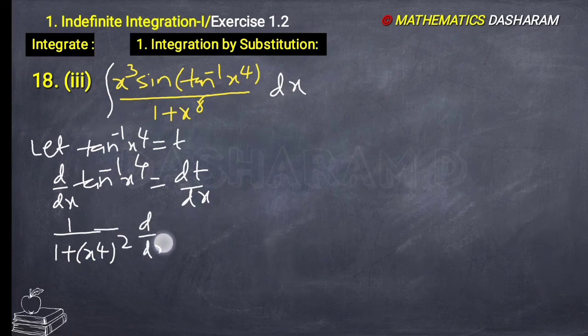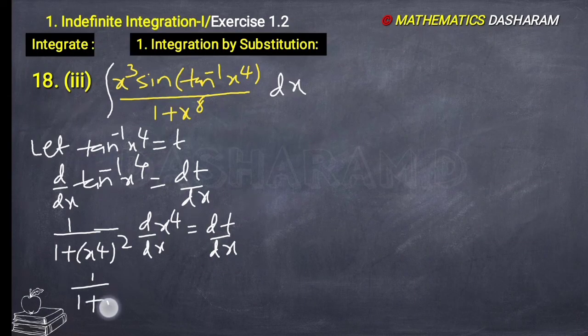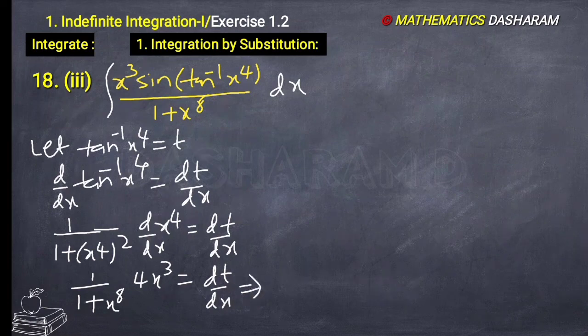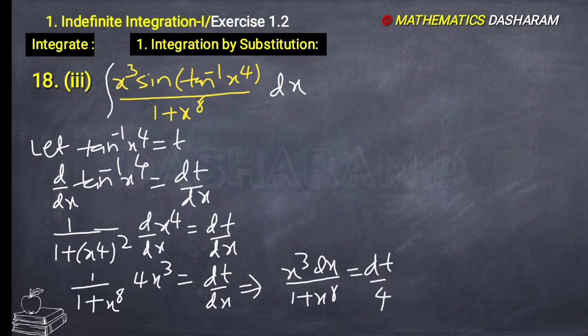Next, do the derivative of x to the power of 4, which equals dt by dx. So 1 by 1 plus x to the power of 8, and the derivative of x to the power of 4 is 4x cube, equals dt by dx. So from this, x cube dx divided by 1 plus x to the power of 8 equals dt by 4. So dx transposes to the left side, and 4 transposes to the right side. Now substitute these values in the given question.